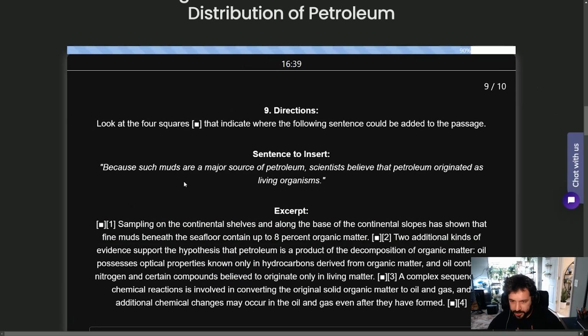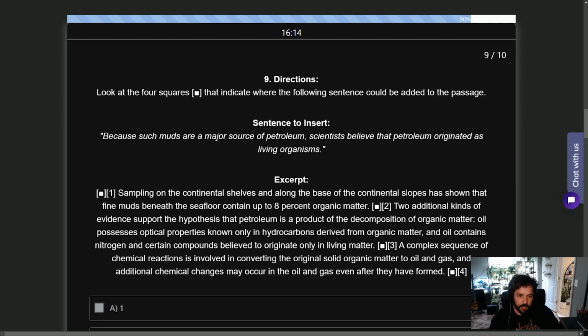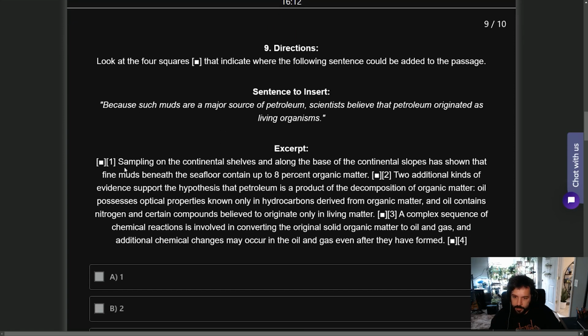Because such muds are a major source of petroleum. As soon as you say something like this, "such muds," it's like saying, well, I like such activities because... So before this, those activities have to be mentioned, or these muds have to be mentioned. Because the muds that we just mentioned are a major source of petroleum, scientists believe that petroleum originated as living organisms. Okay, let's see. Sampling on the continental shelves. No, we haven't mentioned the muds yet. And let's see.